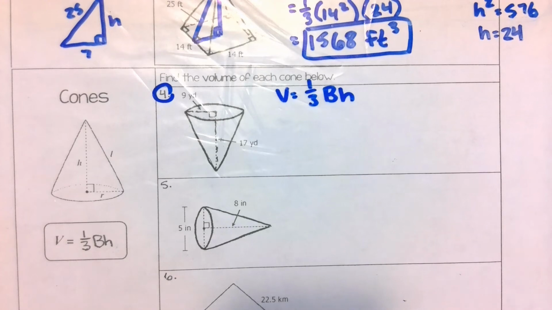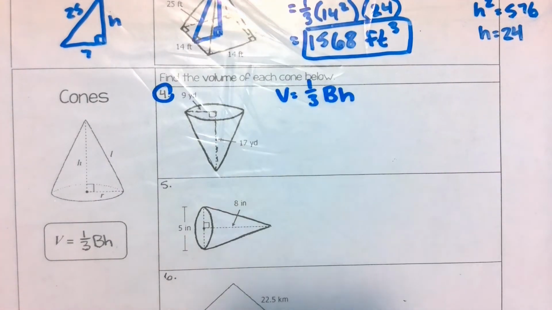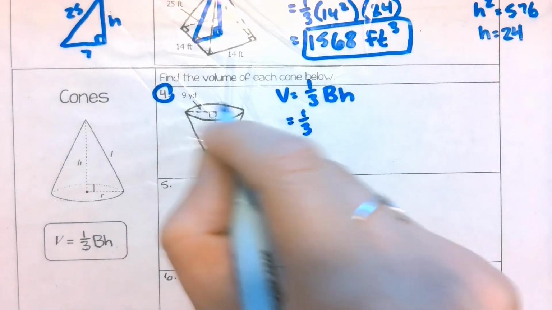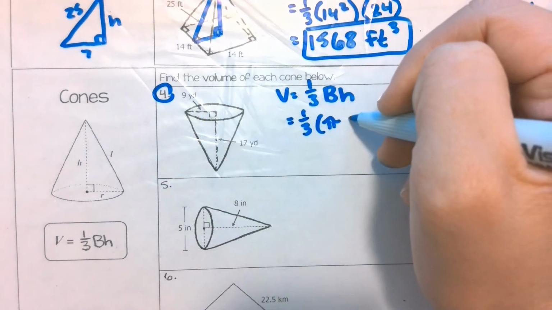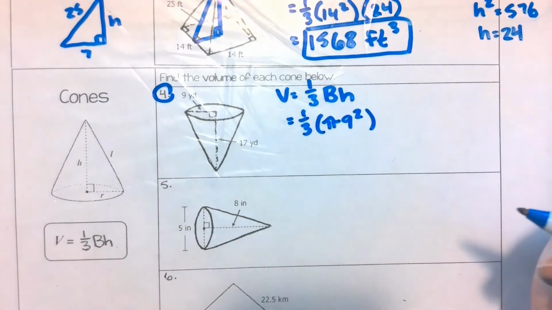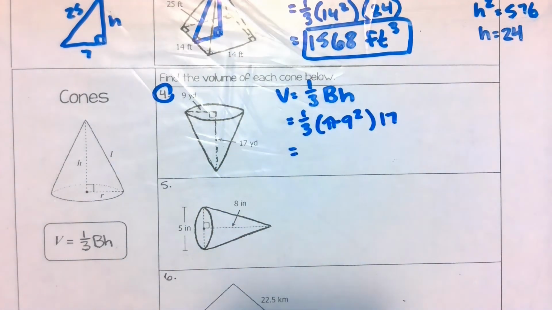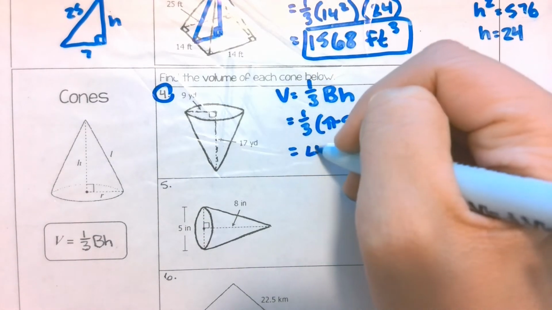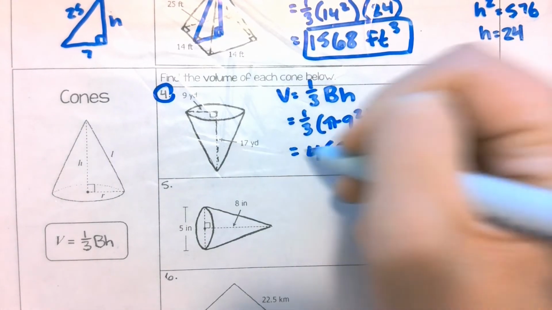Okay, let's throw a cone into the mix, and remember that our formula is the same, 1/3 area of the base times the height, but that area of our base, since it is a circle, is going to be pi r squared. So our radius for this one is 9, and then the height of the cone is 17. And let's leave this one in terms of pi. So in terms of pi, we should get 459 pi yards cubed.